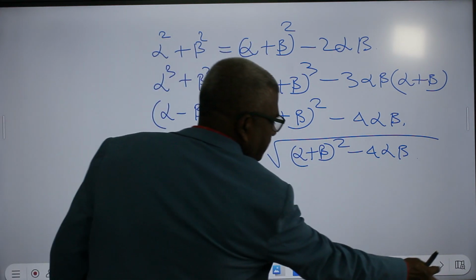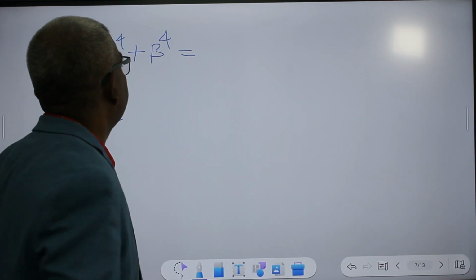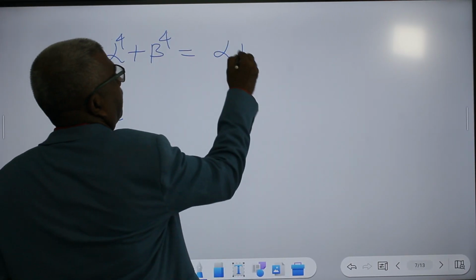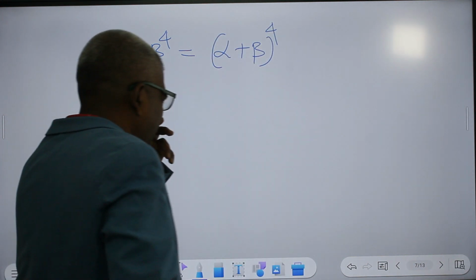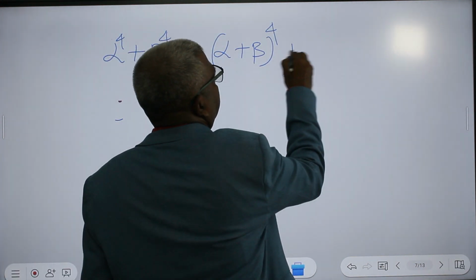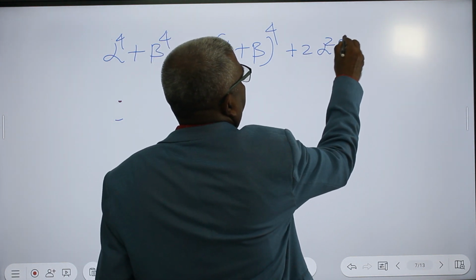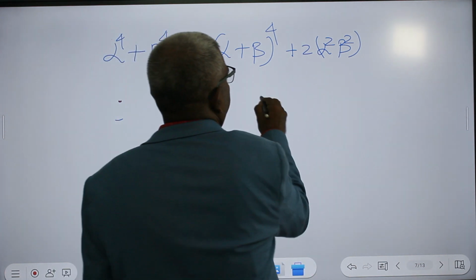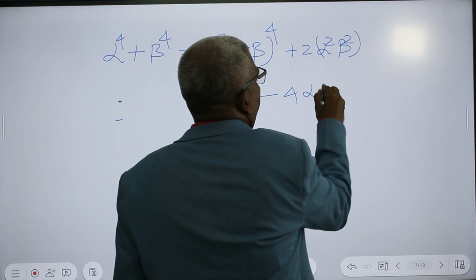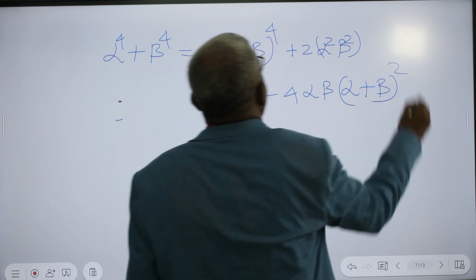Then the fourth one is very important. Alpha power 4 plus beta power 4 is alpha plus beta to the power of 4 plus 2 alpha squared beta squared, minus 4 alpha beta, alpha plus beta square.